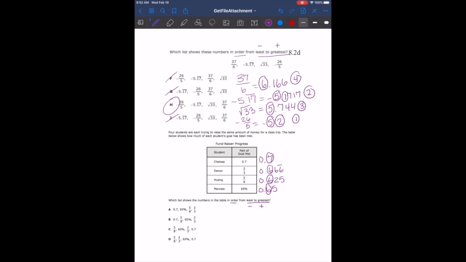So because I have 3 numbers starting with 0.6, I have to go to the next place value, which gives me a 6, a 2, and a 5. So the least, the smallest number will be 5 over 8, which eliminates A and B. Our next least number, smallest number, will be 65%, which still leaves us with C and D. And next we have 2/3, which leaves us with only answer choice C. And our greatest number is 0.7.